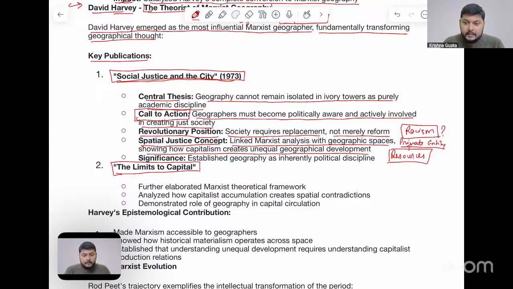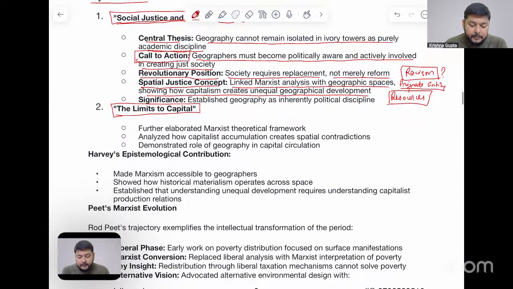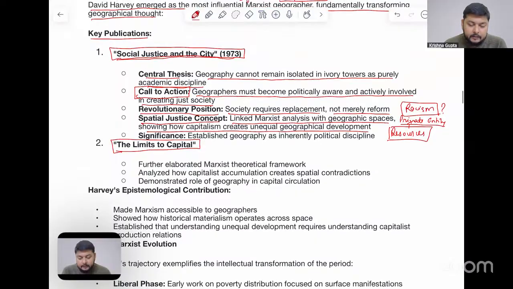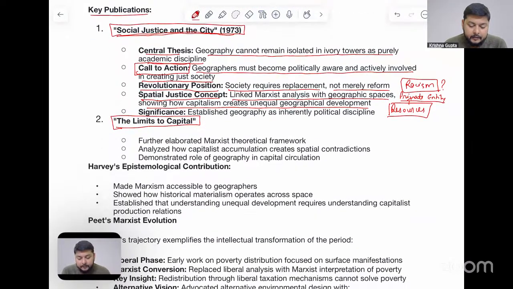Okay. So let's move forward. The second point, which was given by David Harvey, was the limits to capital. There should be limits to capital. That is important for us to understand, David Harvey's stance on radicalism.